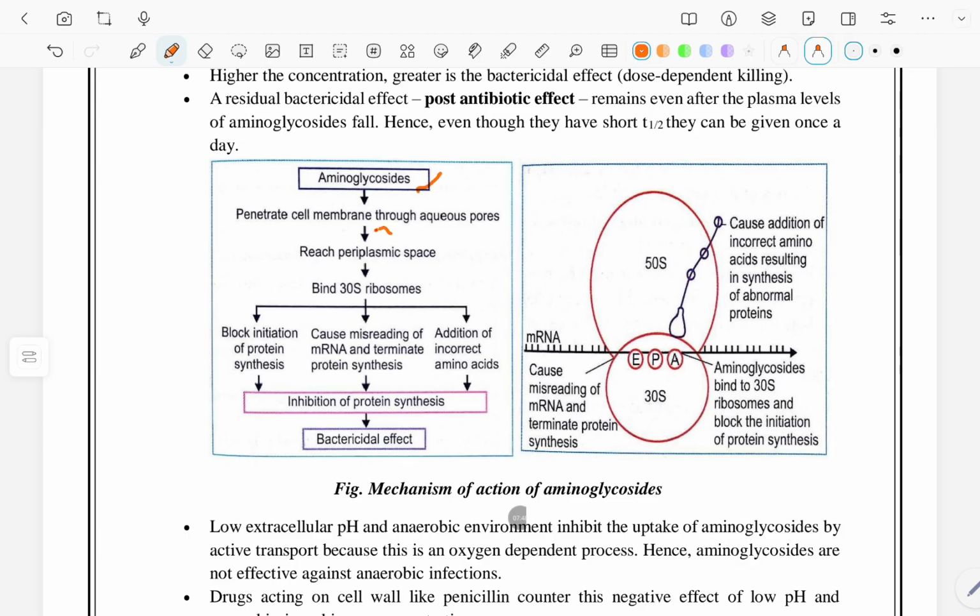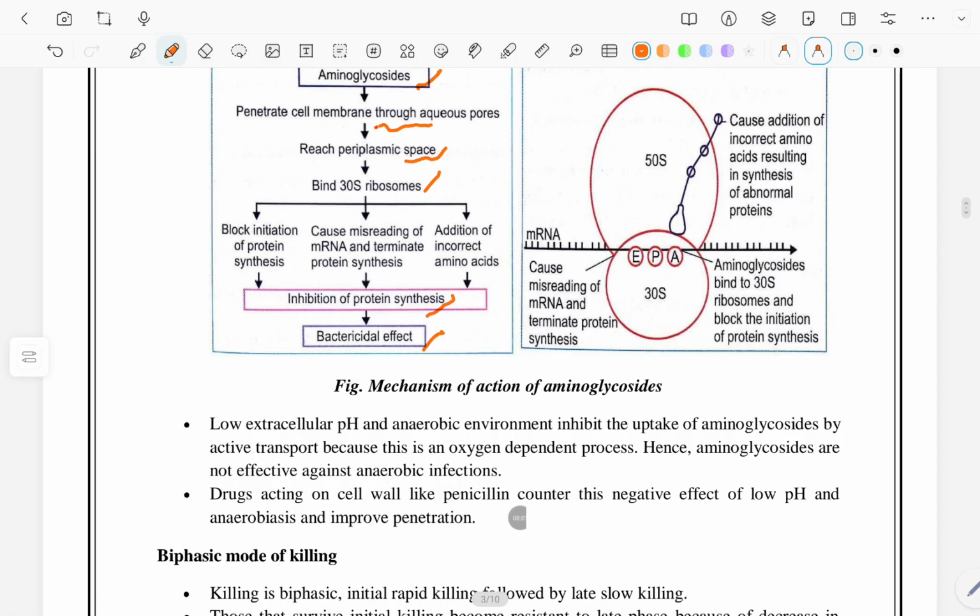Aminoglycosides penetrate the cell membrane through aqueous pores, reach the periplasmic space, bind the 30S ribosome, and inhibit protein synthesis, giving a bactericidal effect. Mechanism of action of aminoglycosides.